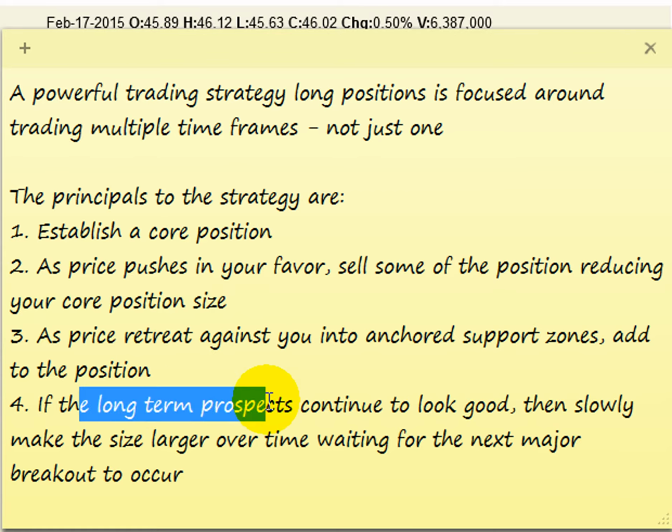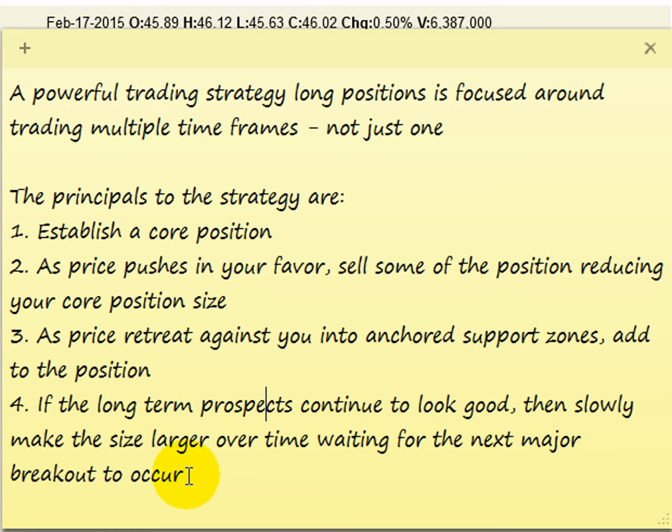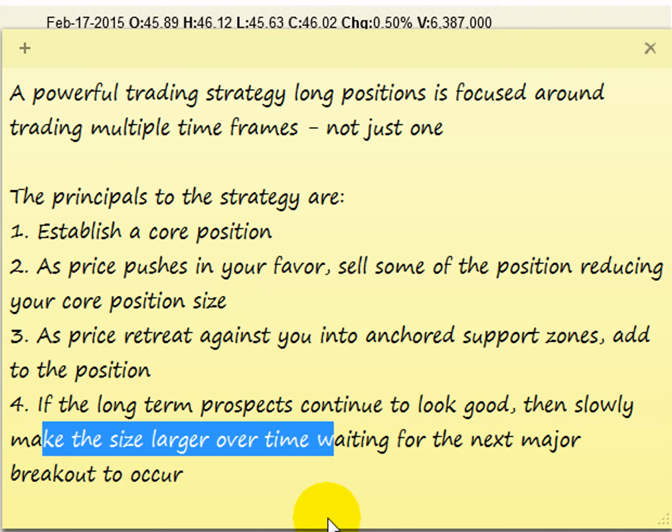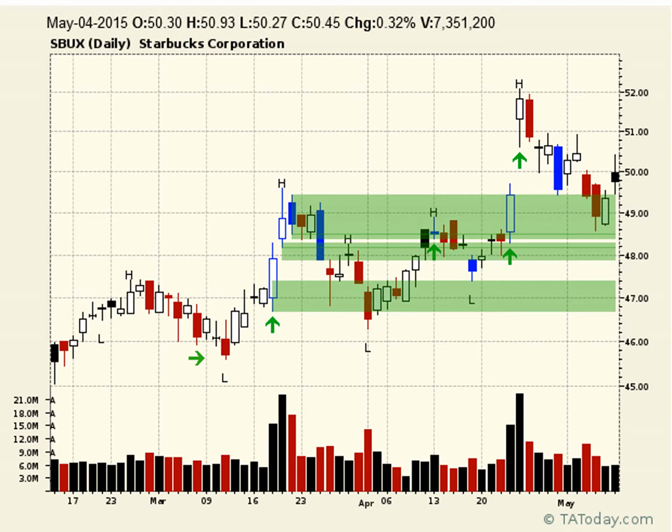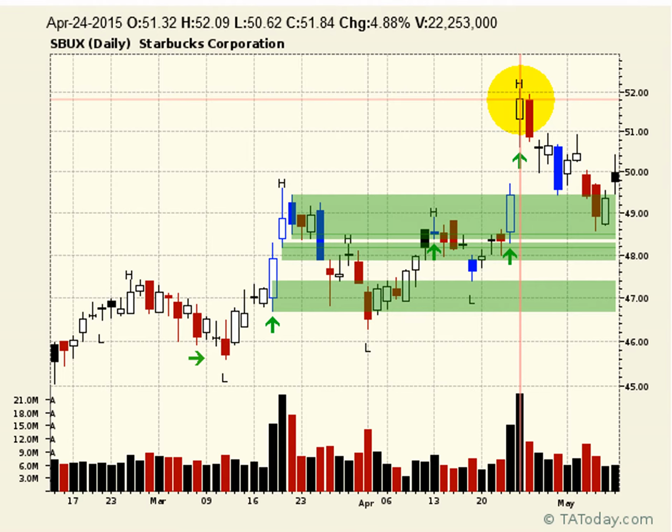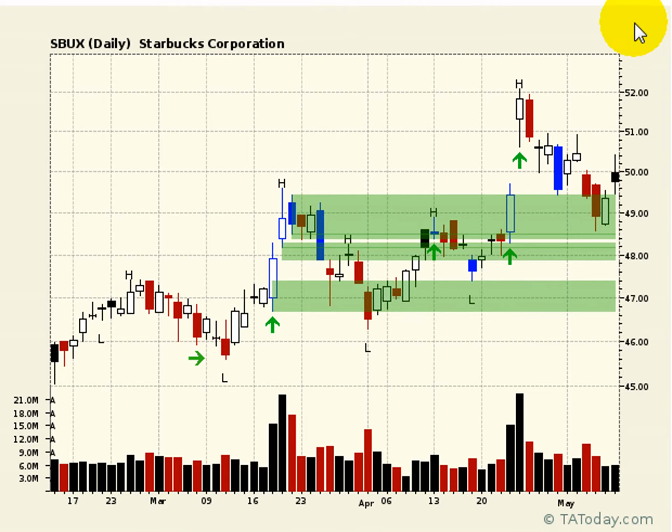And again, if that long-term prospect still looks good, then you would slowly try to make that position size larger over time. For what? Because you're wanting to see this break again and go even higher. So you're wanting to see the same scenario that you saw back here. You got a breakout. If you sold and then bought your retrace and you bought more, maybe you sell a little bit more as it extends, somewhere up into test this area.